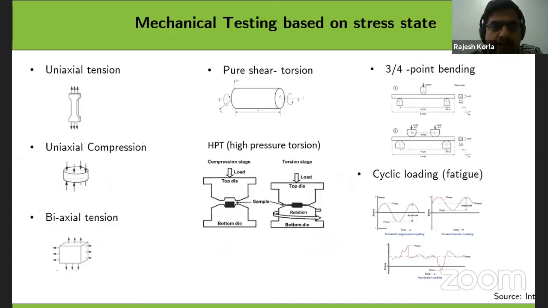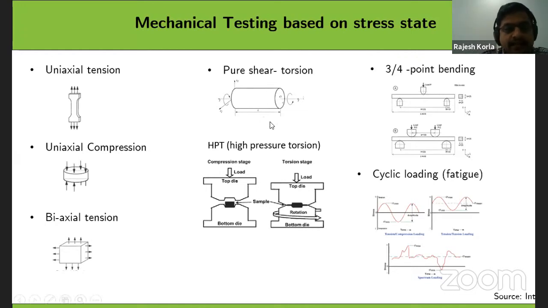At the same time, we can further classify mechanical testing based on the stress state. For example, if you apply a uniaxial tension, that is applying the stress along a particular direction. If you apply the stress in the opposite direction, that's uniaxial compression. And if you apply stress in two directions with a balanced stress, that is called biaxial tension.